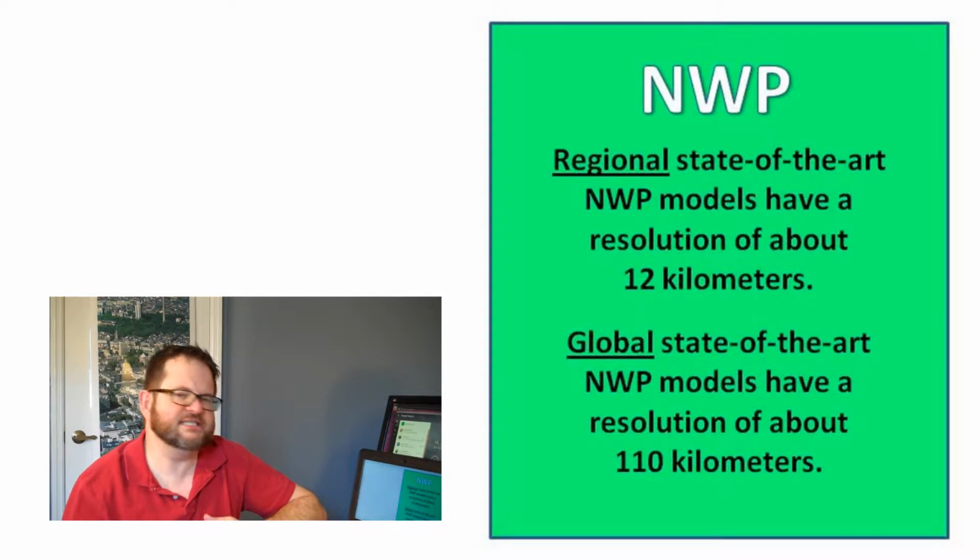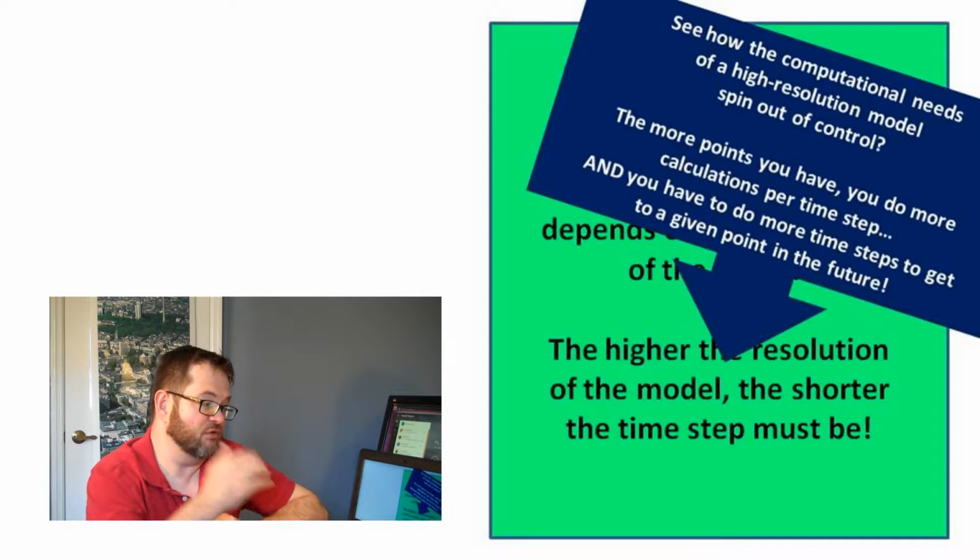Global state-of-the-art models typically have a resolution of about 100, 110 kilometers, maybe a little better than that these days. I was recently at a conference where they were talking about 25 kilometer models. Oh my goodness, changing from 100 kilometer resolution to 25 kilometer resolution increases the number of grid points in the model by a factor of 16. So, as you improve the resolution, the problem gets out of control fast.